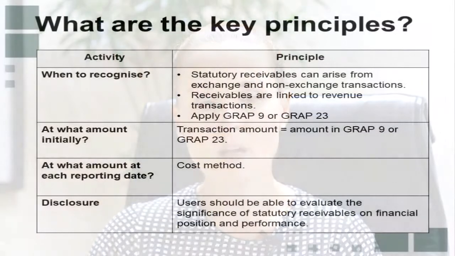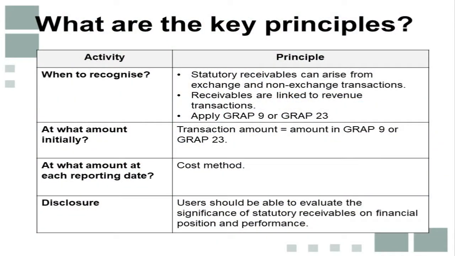So let's have a look firstly at what the key principles of GRAP 108 are. I'll start off just at a very high level, and then we'll discuss all of those in detail. I think the first place to start when we're talking about receivables is: when do I recognize them, what's the transaction date, when would I start recording them in my financial statements? And obviously receivables are linked to revenue transactions, so you would need to have a look at the revenue transactions in deciding when the receivable would arise.